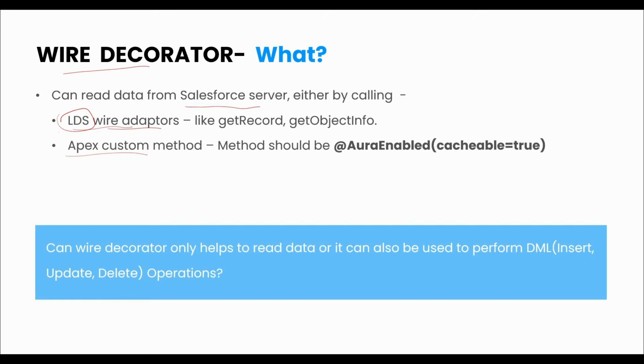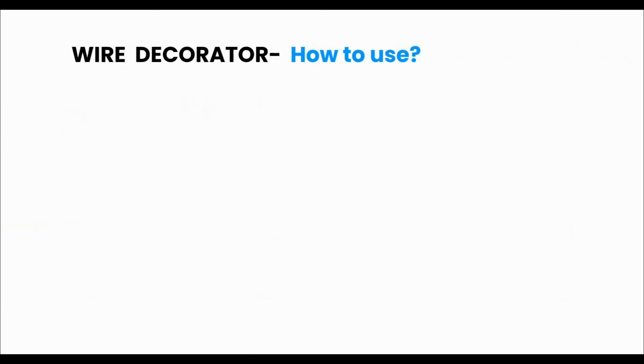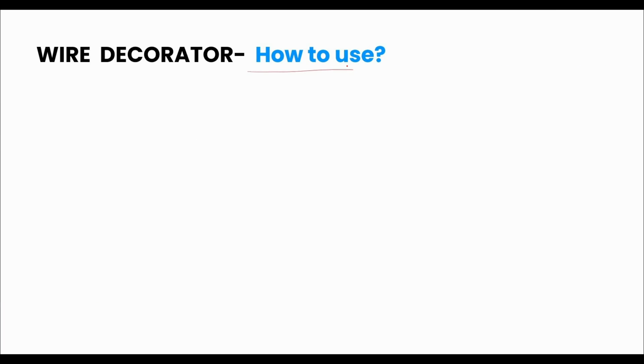Now, one question you might be having in your mind: can the Wire Decorator only help to read data, or with the help of this can we perform DML operations as well? Then the answer will be no. With the help of the Wire Decorator, we can only read data from Salesforce servers. We can't use it to perform DML operations. Alright? I think now it's clear to you what the Wire Decorator is. So now let's move ahead and understand how to use it.